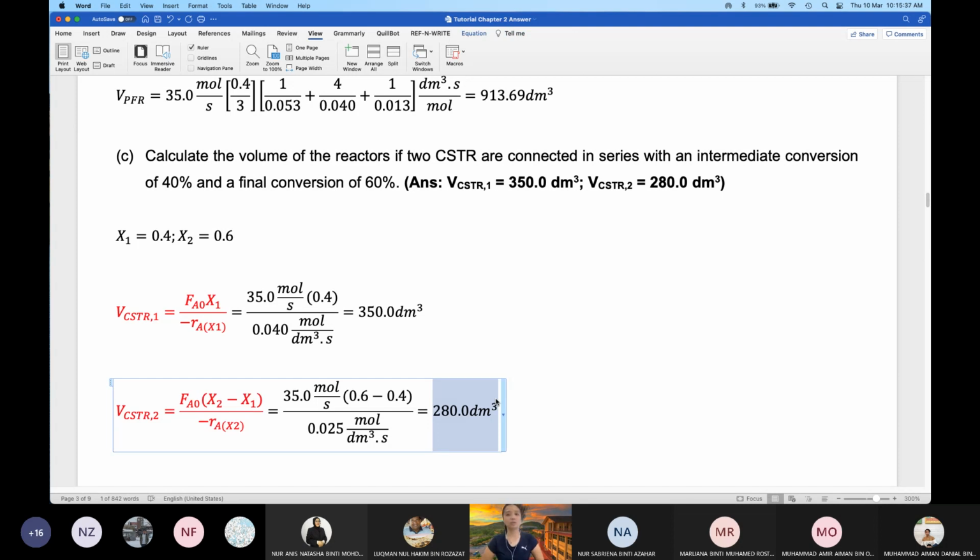So this question is not difficult, but of course if you forget why the equation becomes X2 minus X1, you just put X2, which is normally what students do. Students will put FA0 times X2. That is what students usually do, and that is what makes it wrong. For the second reactor it must be X2 minus X1. Okay, so that's done for part C.